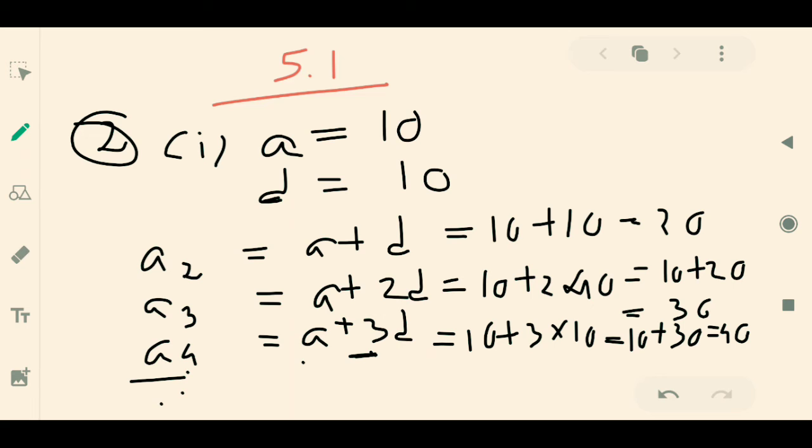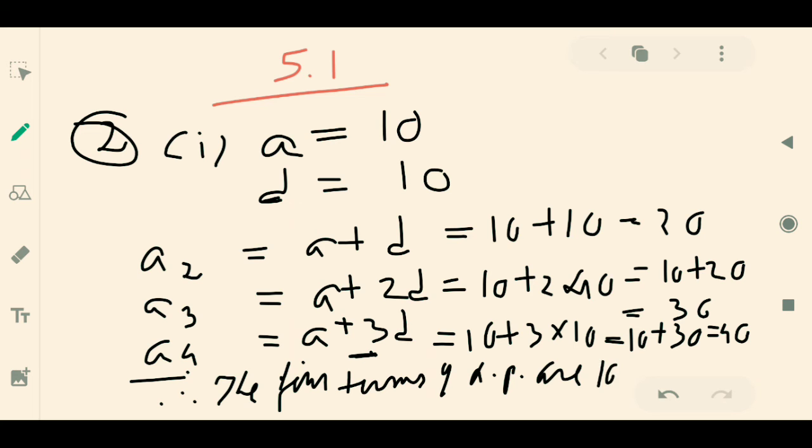So we can write the four terms of the AP. As an arithmetic progression, we can write the first one as 10, 20, 30, 40. Our first four terms are written here. So like this you can do question number 2.